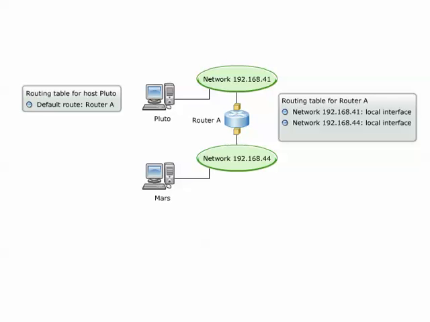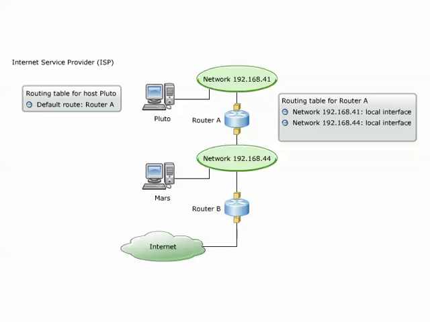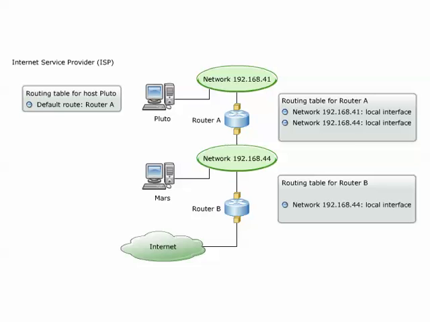The traffic to other addresses is returned to the sender with an error message. To connect the .44 network to the Internet, we attach a second router. This router has a routing table entry for the .44 network and a default route entry for the router on the Internet Service Provider's network.